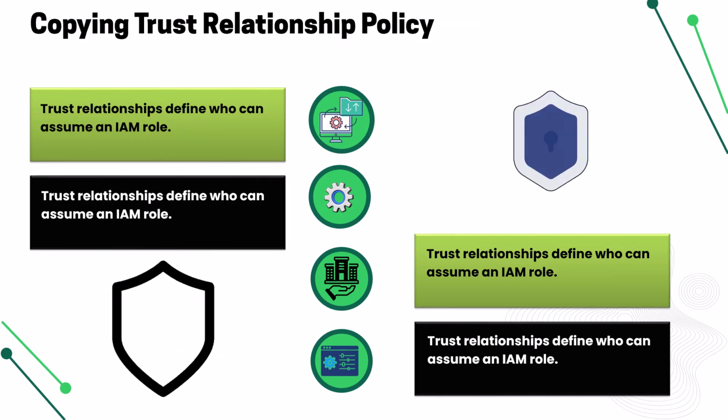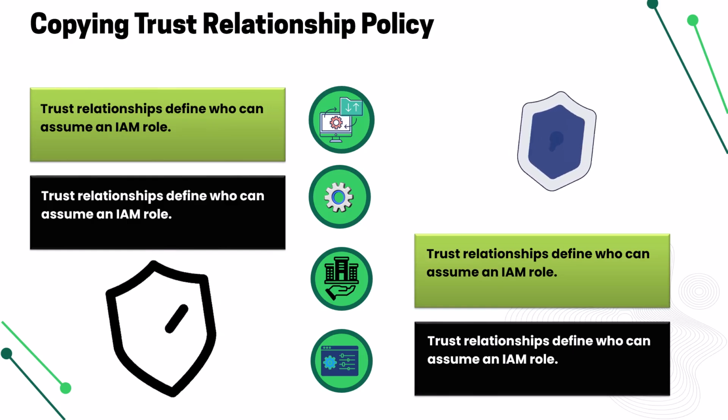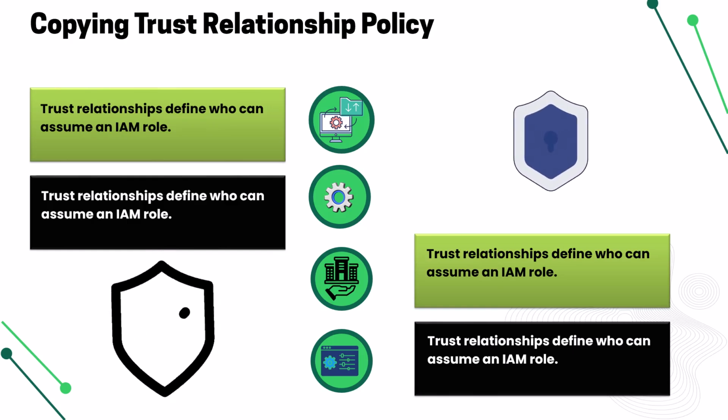Trust relationships decide who gets the VIP pass to assume a role. But copying them wrong is like accidentally inviting your neighbor's cat to a formal dinner. Always check the principal identities carefully so only the right people gain access, ensuring security stays intact.